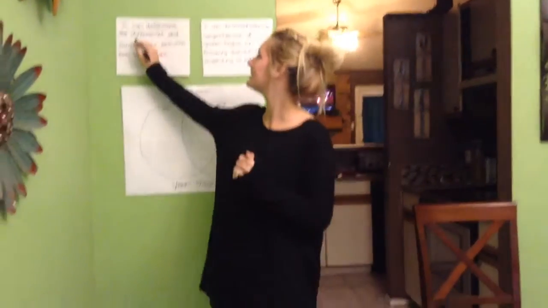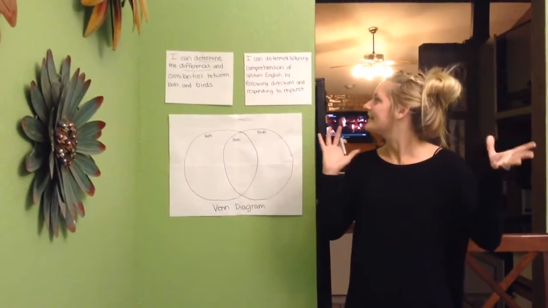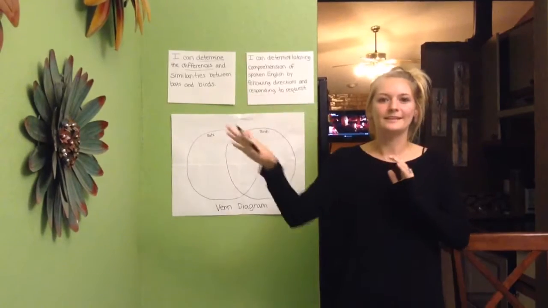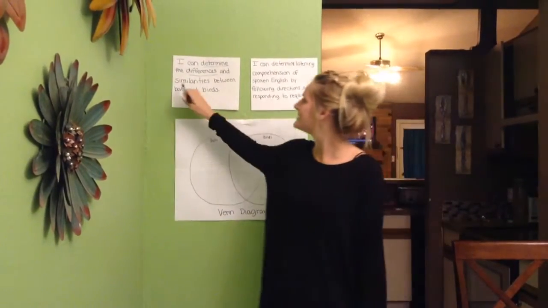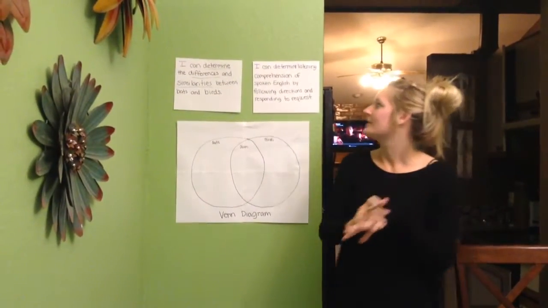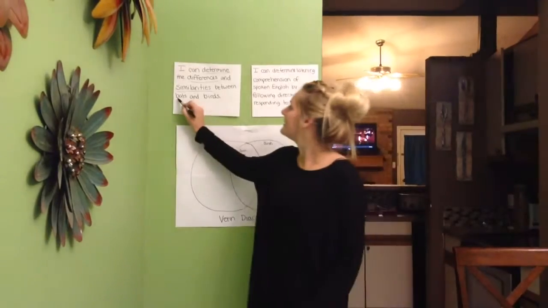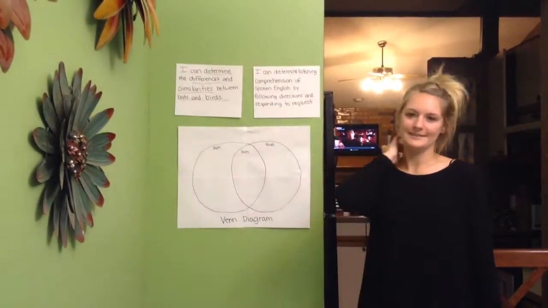What else do you think? So we're going to be looking for differences. So what are differences? Yeah, they're something that are opposite. So one thing does this and another thing does something else. And then what's another one? Similarities. So those are the same. Something that two things have in common, that they're the same. And we're going to be looking at these differences in bats and birds, and the similarities for bats and birds.